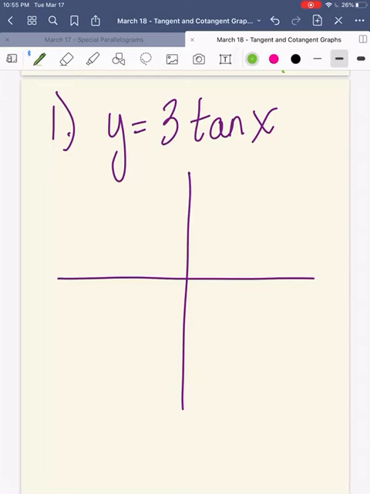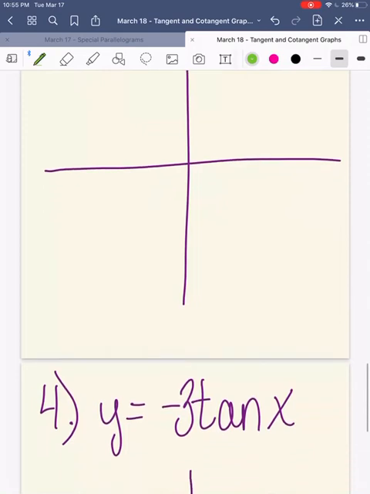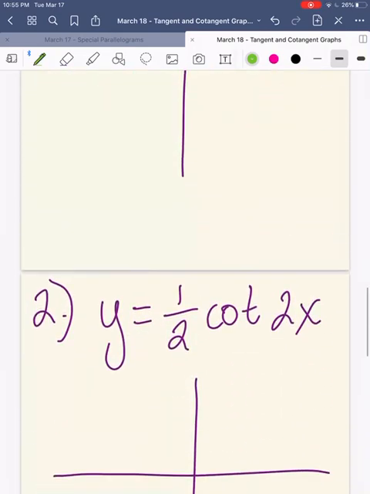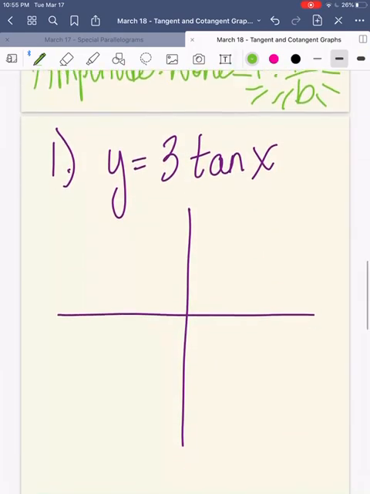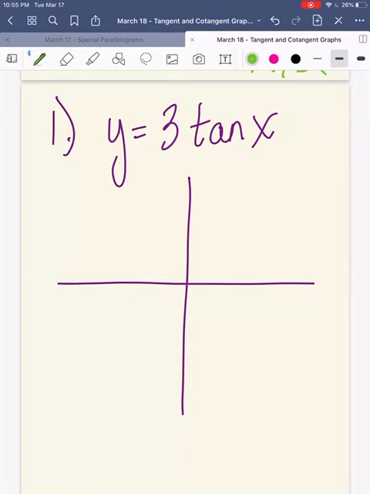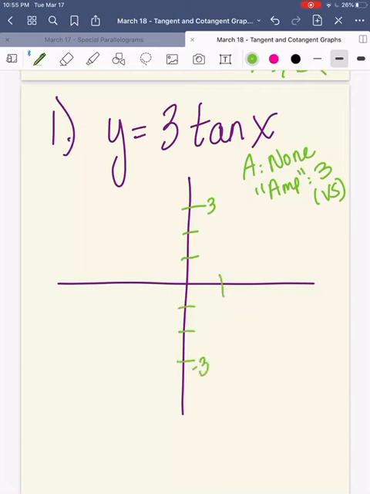I'm going to do a couple examples with you, 4 examples, and then you're going to do 3 on your own. Okay, we're really just going to focus on amplitude and period changes. All right, so our amplitude here is none, but our amp is 3, which would be a vertical stretch. So you can vertically stretch these graphs. It's just a little harder to tell.